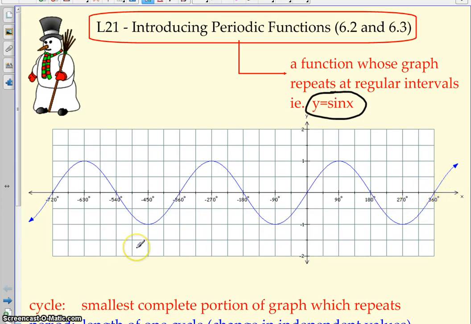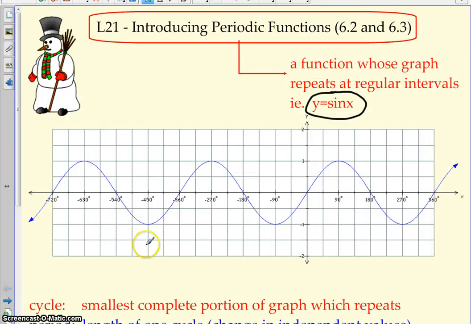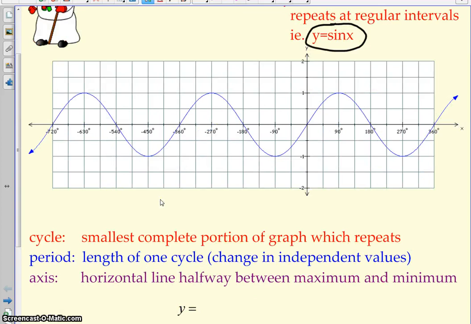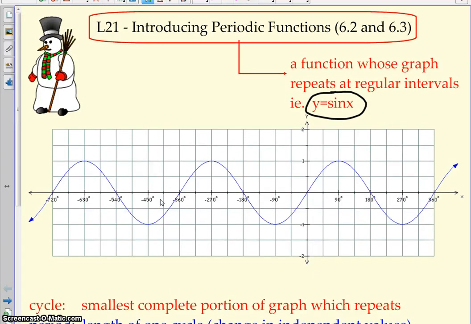Okay, so we're going to see lots of graphs that do this. In fact, I'll show you some examples in the next slide of other graphs that repeat at regular intervals. So when we're dealing with graphs that are what we call periodic, again, repeating at regular intervals, there are certain features that go along with them, mainly dealing with things called cycle, period, and there's an axis and things like that. So let's take a look at what all these things are. A whole bunch of new definitions for us to look at, and we'll see what we can do with them.